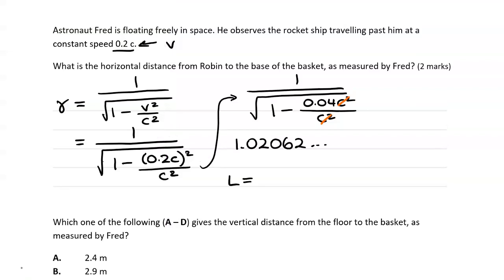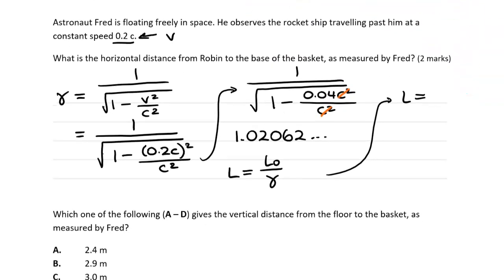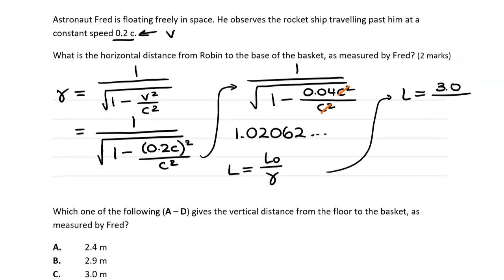We're now going to calculate that contracted length measured by Fred, who is not stationary compared to the spacecraft there. And that is equal to the proper length, which was previously mentioned, divided by that value of gamma. So the proper length, that was the one we circled there, 3.0 meters, divided by this value of gamma that we've kept in our calculator. I'm just writing a couple of digits there, I'm not rounding.